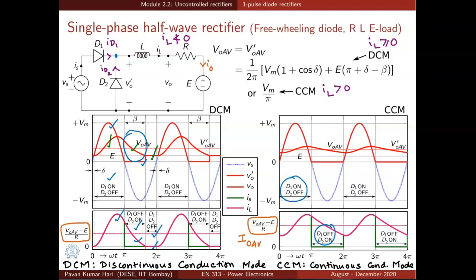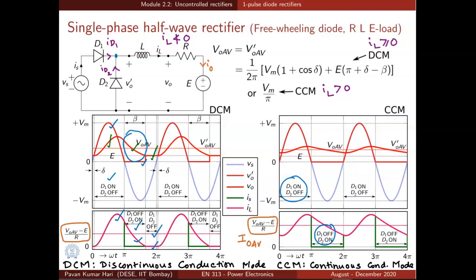As long as the inductor current is positive, if the source voltage is greater than 0, D1 will conduct and D2 will be off. If it is less than 0, D2 will conduct and D1 will be off. That is seen in the second set of waveforms shown on the right side in the continuous conduction mode.